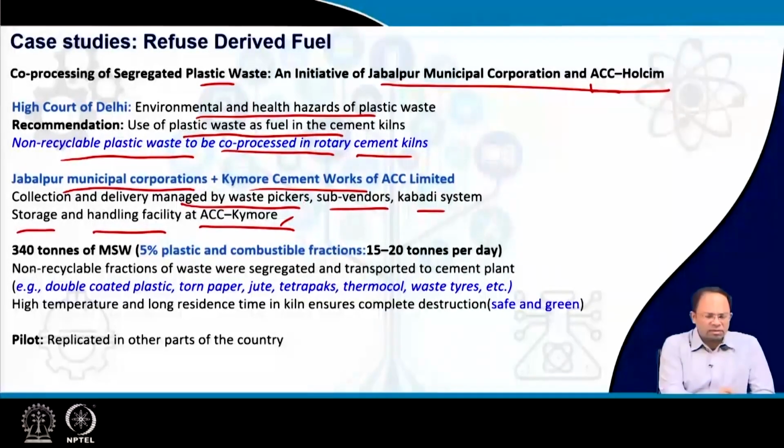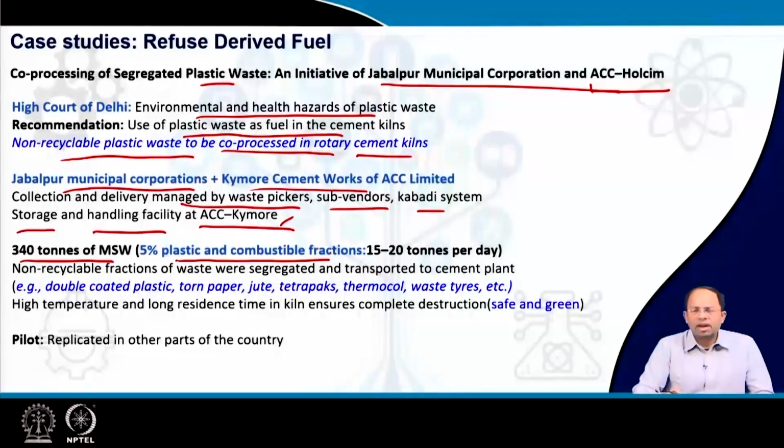Eventually, out of 340 tons of MSW generated, 5% was plastic and some other combustible fractions, which was utilized. So the plant got around 15 to 20 tons of waste per day. This is the non-recyclable fraction of waste, which was segregated and transported to the cement plant. It included double-coated plastics, torn paper, jute, Tetra Paks, thermocol, waste tires and so on. So it was a mixed waste, but of course plastic was there.